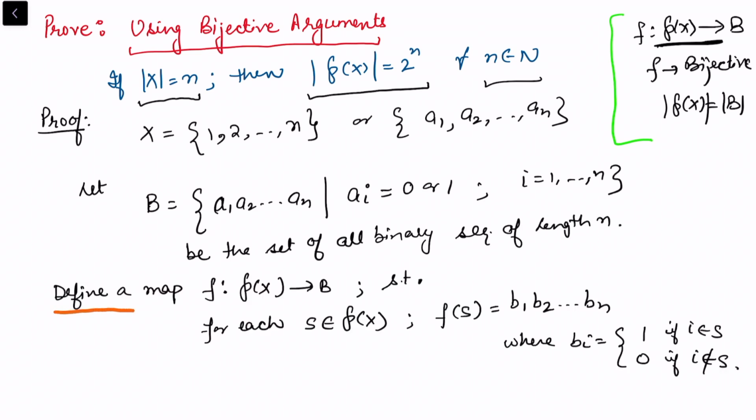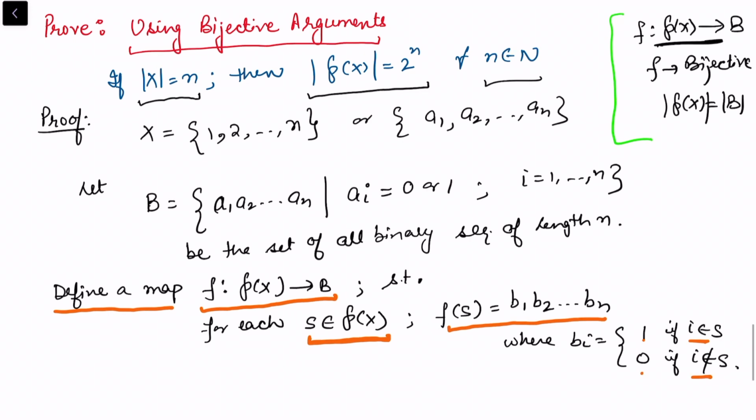So now we defined a map F from the power set to B such that whenever S belongs to the power set, so whenever we are considering any subset of X, which will definitely be an element in the power set, then F of S is B1, B2 up till Bn. This is a binary sequence where each Bi takes the value 1 if i belongs to S, 0 if i does not belong to S.